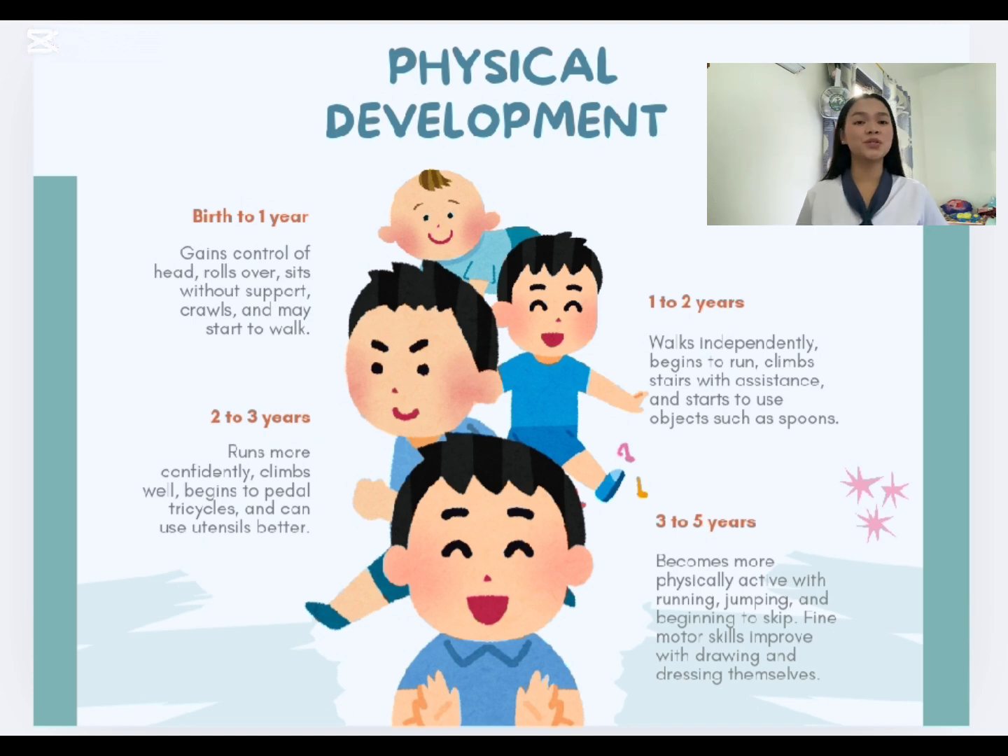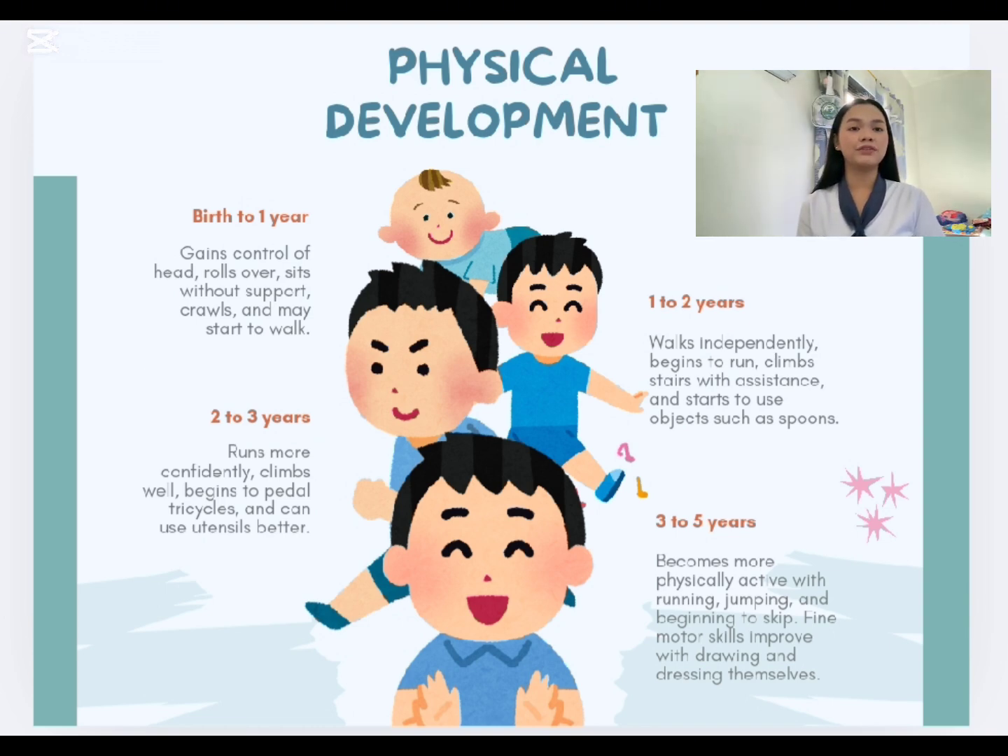By 2 to 3 years, a child's physical ability becomes stronger. They run more confidently and with better balance, and they climb well and even start to use larger play equipment. And also they can ride a bicycle, which improves leg strength and coordination. And also they use utensils better during mealtime.